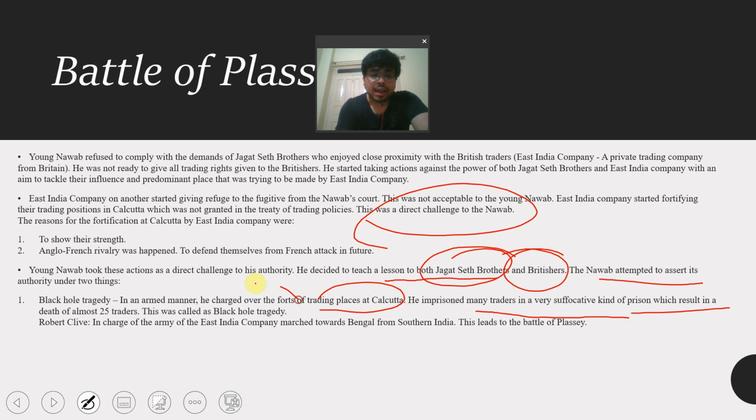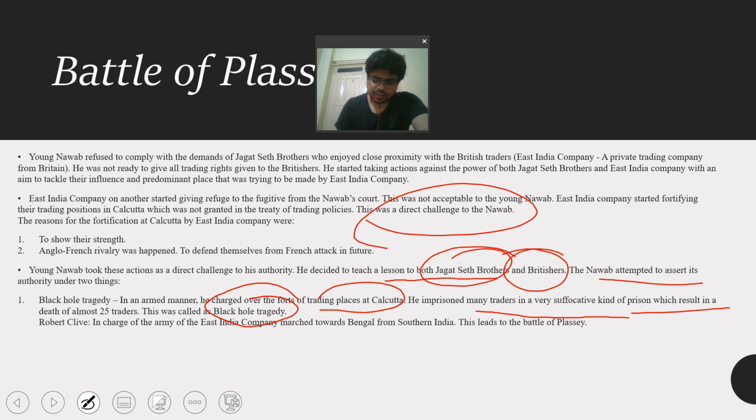This was called the Black Hole Tragedy, and remember this term. What do you understand by the Black Hole Tragedy? It is the scenario where the Nawab imprisoned many British traders defending the forts that were fortified by the British. He attacked in an armed manner and killed a few British traders in a suffocating manner, which is known as the Black Hole Tragedy.